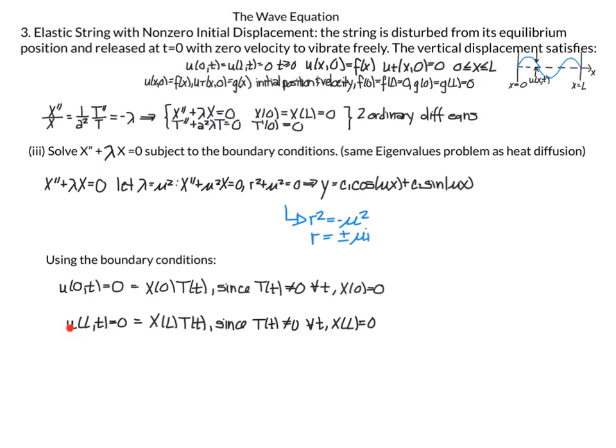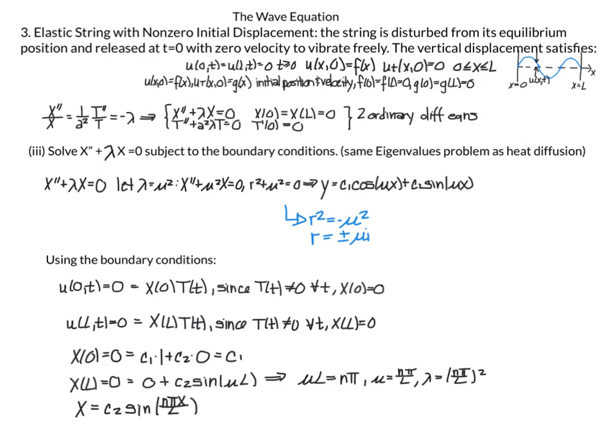Similarly, we know that u of L, t is equal to 0 because it's bounded here, it's fixed. So we plug in x equals L and t equals some time t. But since time is never equal to 0, that must mean our x of L function is equal to 0. So this is how we get our second boundary condition for our ordinary differential equation of x.